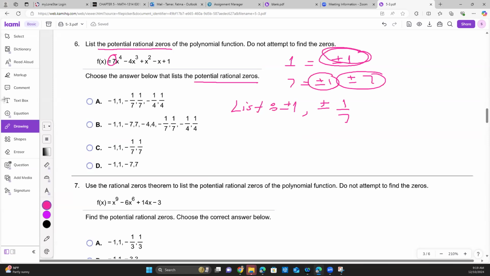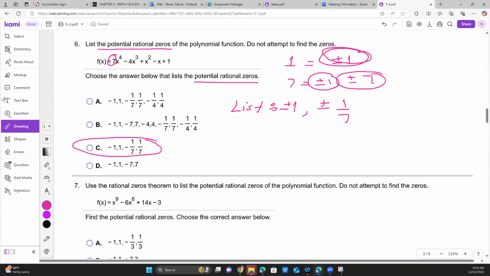So for this question, I will just pick C. -1 can be a rational zero for this problem. What does rational zero mean? When we divide this polynomial function by -1, the remainder might be a 0. Or when I divide this function by a +1, the remainder might be a 0. Or when we divide this function by -1 over 7, then the remainder might be a 0. When I divide this function by a +1 over 7, then the remainder might be a 0.